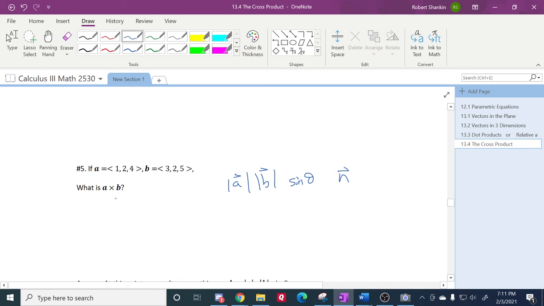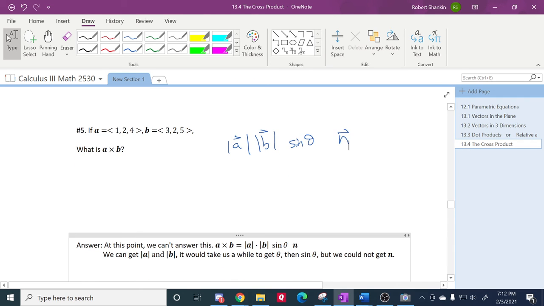So, although this question sounds like, oh, easy question, what's A cross B? By this definition, we're just paralyzed. We just can't do this. At this point, we can't answer this.